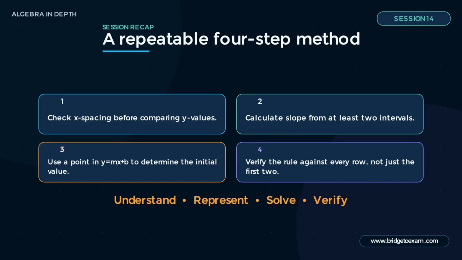Session 14 recap. Check x spacing before comparing y values. Next, calculate slope from at least two intervals. Then, use a point in y equals mx plus b to determine the initial value. Finally, verify the rule against every row, not just the first two. A complete solution shows the reasoning, checks the result, and states what the answer means.